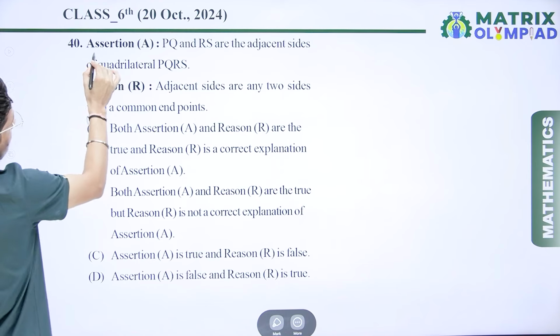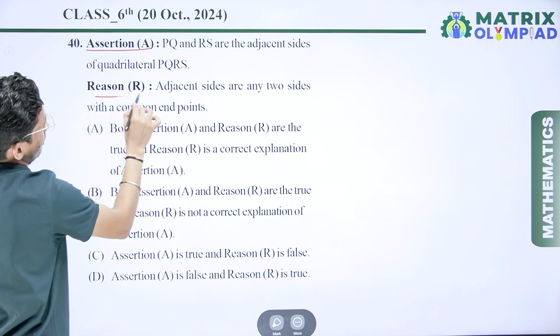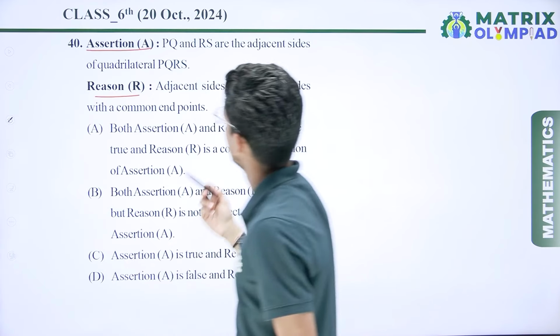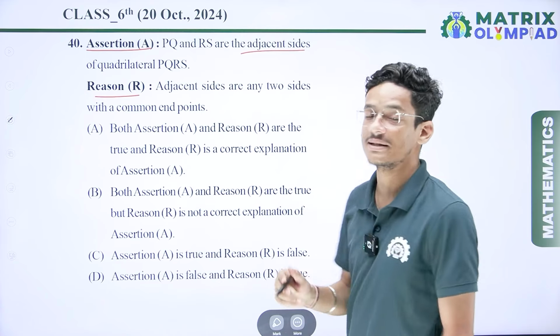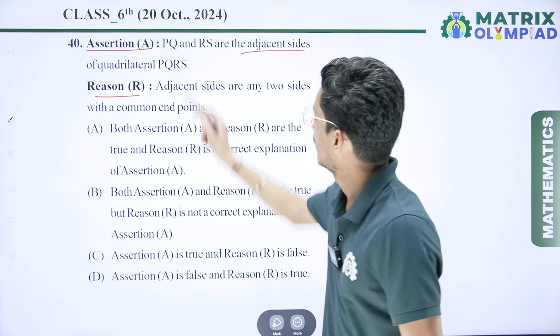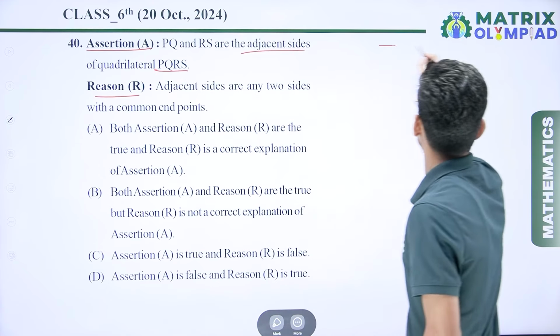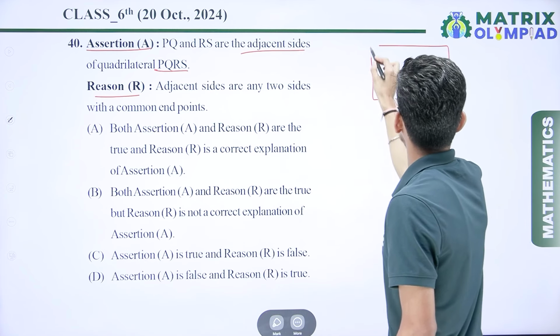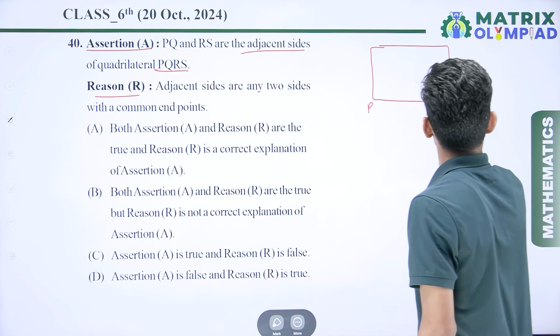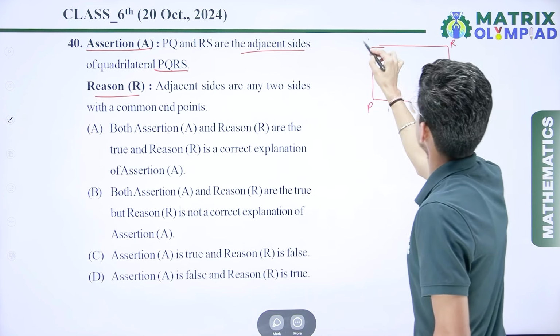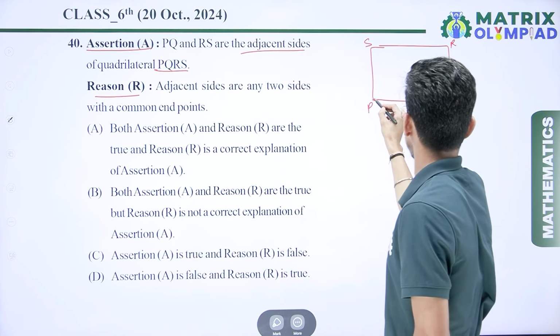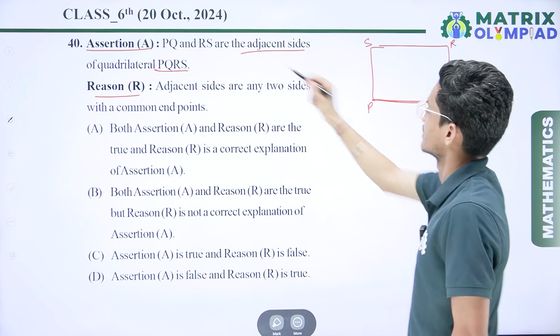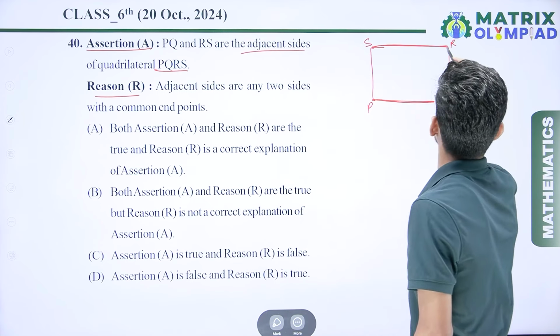Now the next question is again based on assertion and reason. So here the assertion is that PQ and RS are the adjacent sides of quadrilateral PQRS. So first we have to draw the quadrilateral PQRS. Let's check side PQ. I can say this one is the side PQ and this one is the side RS.